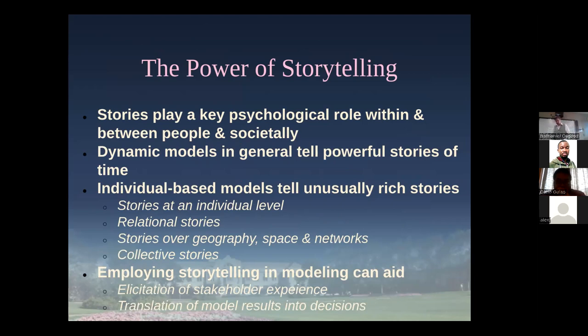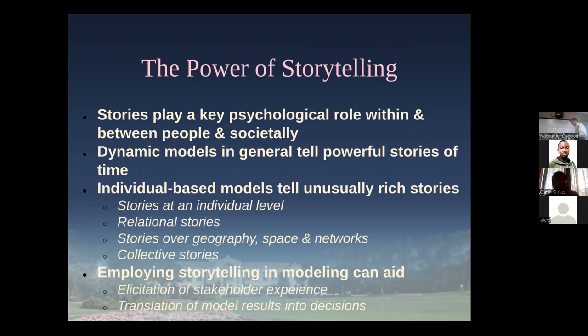When I started modeling seriously for research purposes and societal issues in 1990, I didn't really give a lot of thought to storytelling. And when I first encountered this idea of models as storytelling tools, I thought it was a bit fluffy. It was kind of a nice idea. It sounded warm and fuzzy, but I really didn't think it was that valuable to really emphasize in the context of real world decision making.